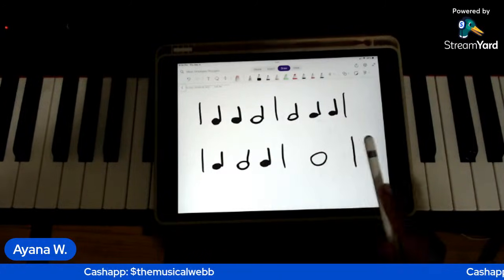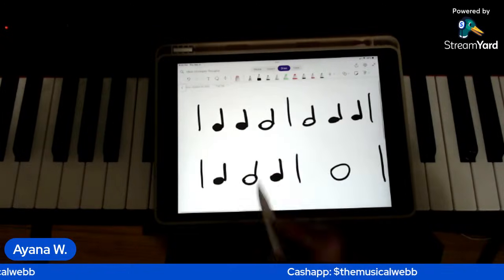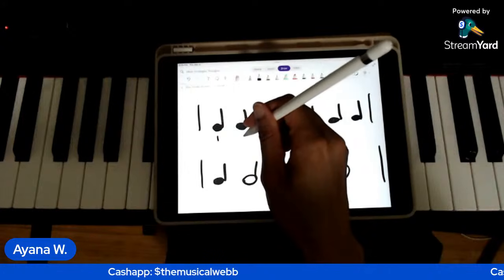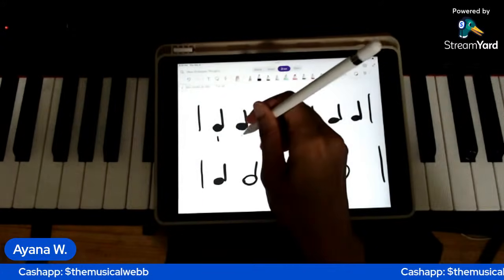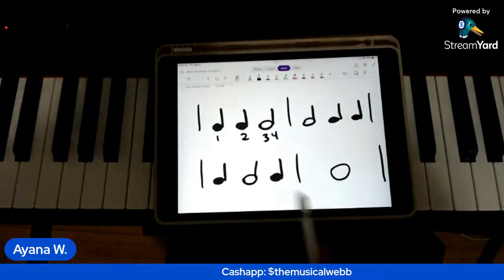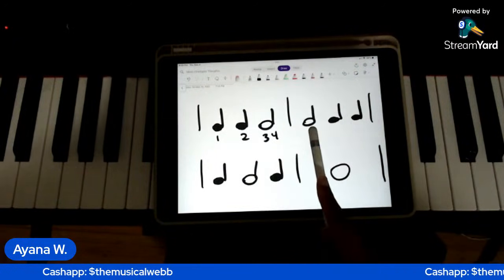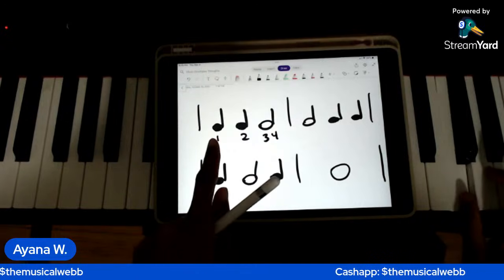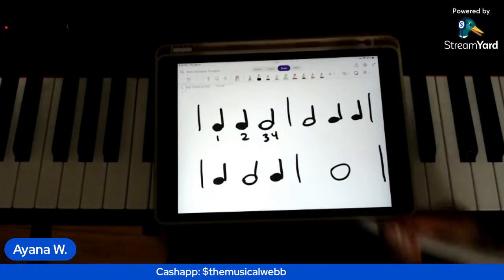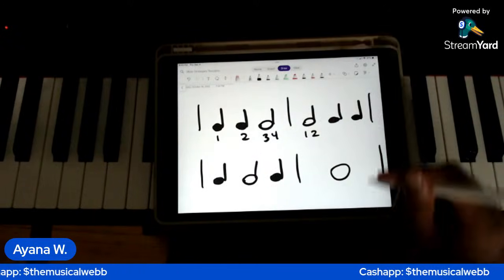Let's go ahead and break down what this is actually showing. Let's break this down measure by measure. We have 2 quarter notes, which means this one takes up beat 1, this one takes up beat 2, and this one takes up beats 3 and 4. So this would be 1, 2, 3, 4. Right? And again, you'll notice that no matter how I mix these up, these will always equal 4 beats in each measure.